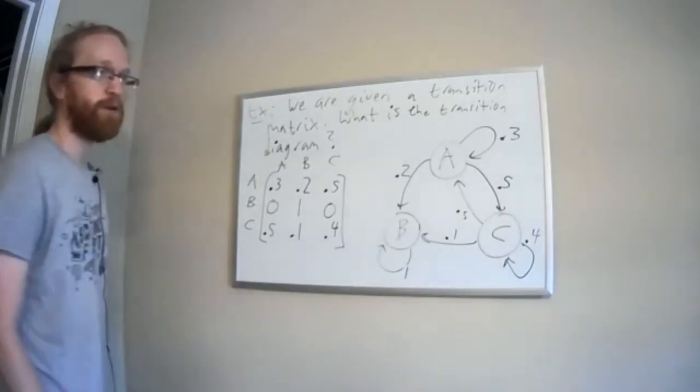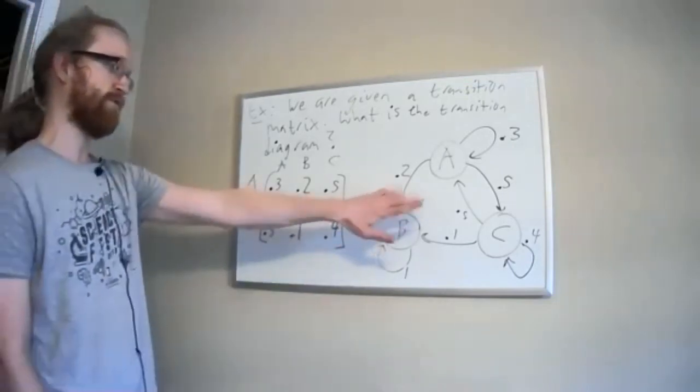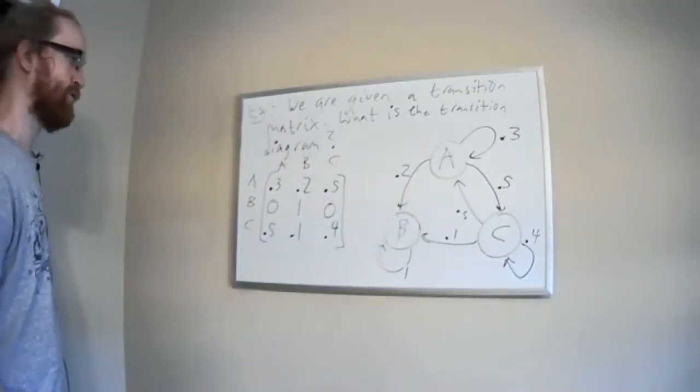Cool. So that's it for this example here. I just wanted to show a weirder example of a transition diagram and how it related to the transition matrix.